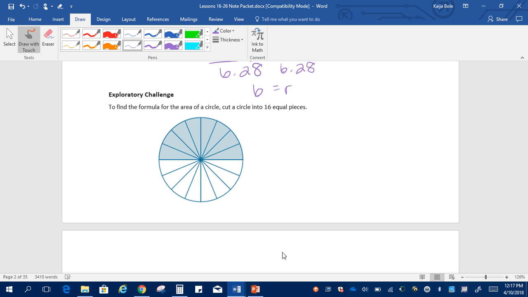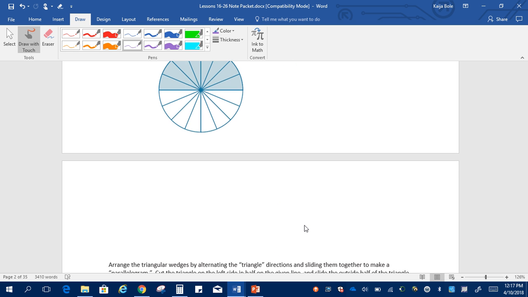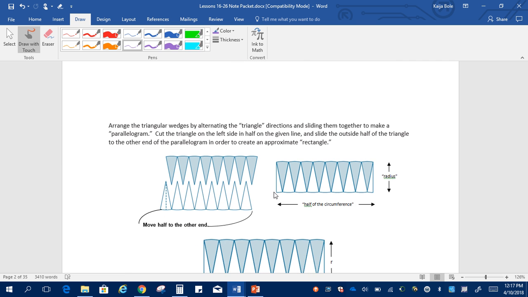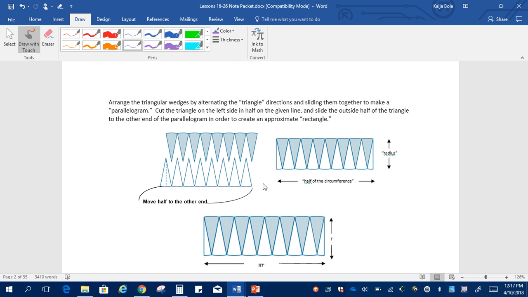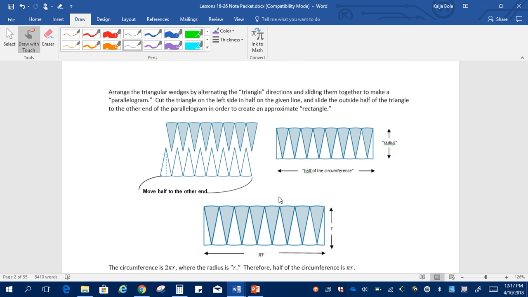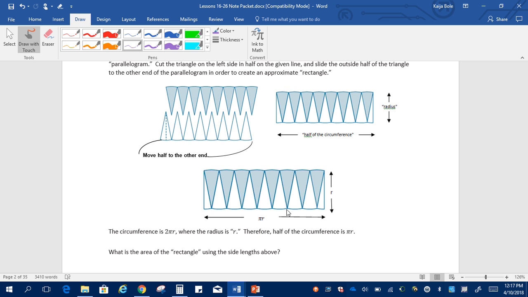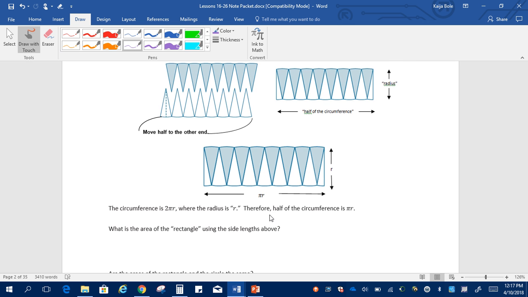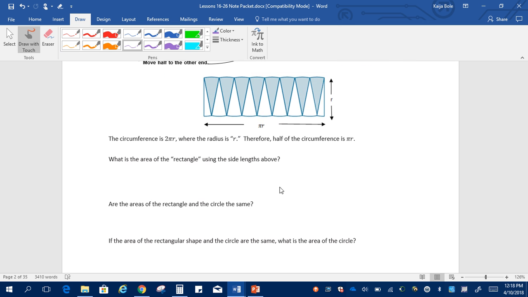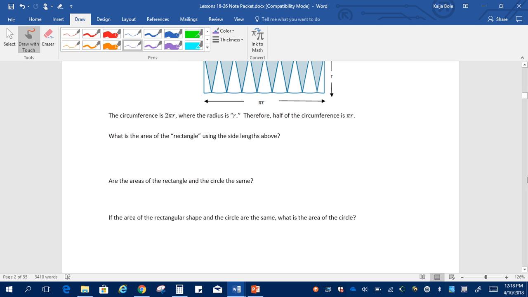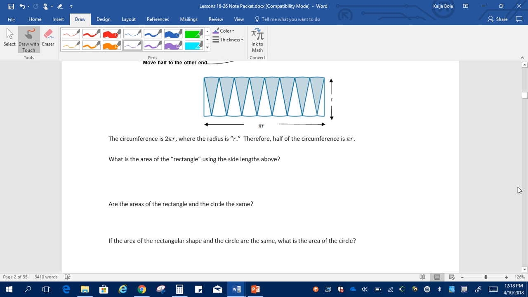Okay, so the next few parts here are just kind of looking at some things. We're trying to find the area of a circle. Here they've cut the circle into 16 equal pieces, and then they've arranged them by alternating the triangle directions, as you see at the bottom of page 4. If you flip your packet over to page 5, I'm looking at this picture here, and it says the circumference is 2 pi r, where the radius is r, therefore half of the circumference is pi r.